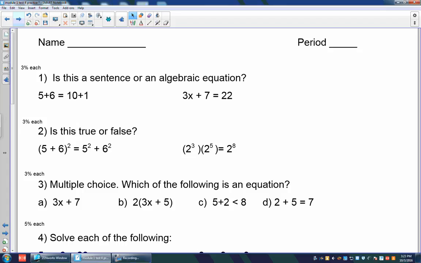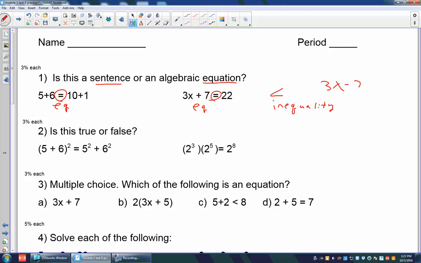First question, is this a sentence or is it an equation? Well, it's very simple. An equation has an equal sign, so that's an equation. If it has an inequality sign, it's an inequality, like 3x minus 2 is less than 17, or even less than or equal to 17. That's an inequality. These are equations. If it just has 3x plus 7, that's an expression.